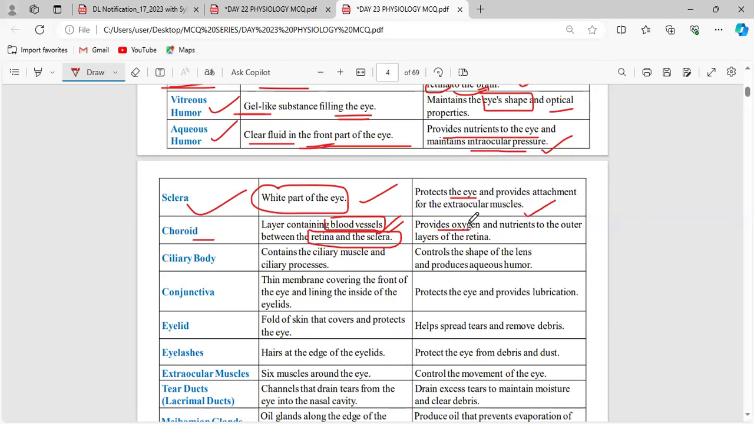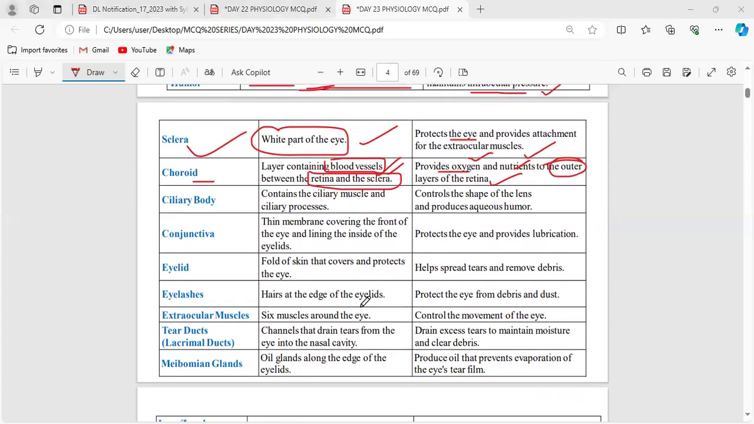It is the one that provides oxygen and nutrients to the outer layer of the retina, as it is present between the retina and the sclera. So the entire retina is under the control of the choroid. It is the one giving nourishment to the retina. Right? Now, what is the ciliary body?